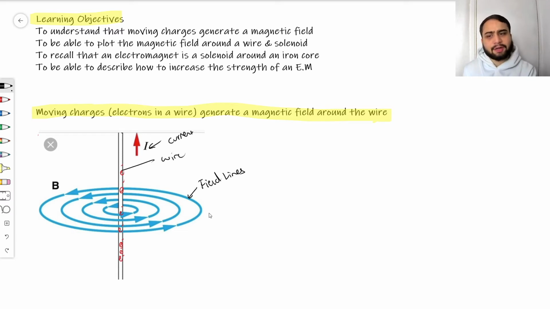Okay, but now what we want to understand is, how do we actually work out the direction of the magnetic field, right? It's telling us that it's this way, right? And so that's anti-clockwise, right? So I had to work that out myself. But how do we actually understand that?